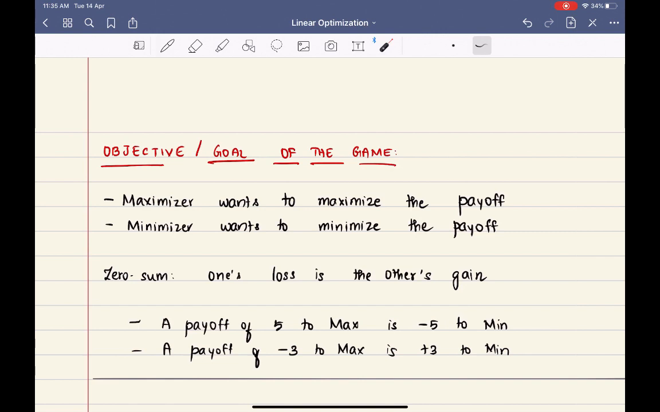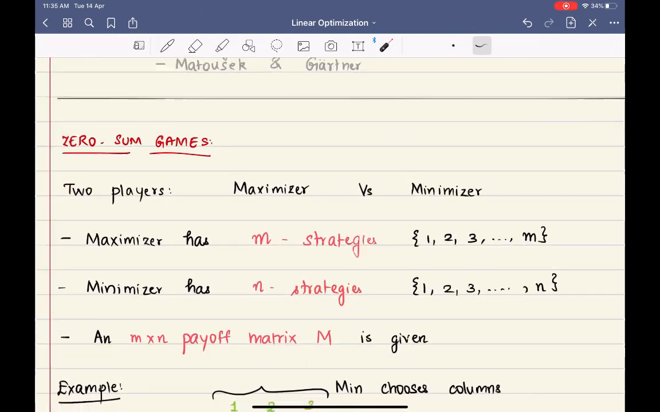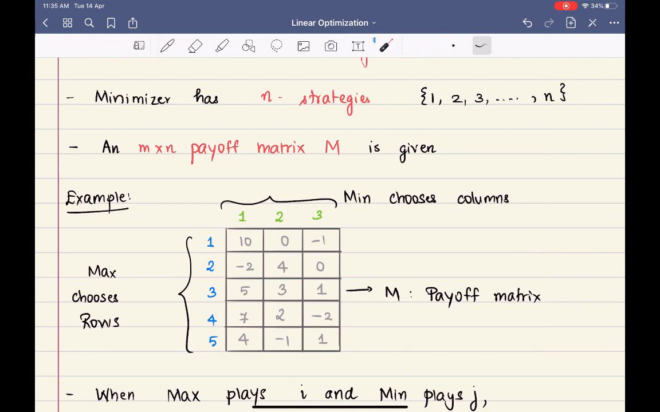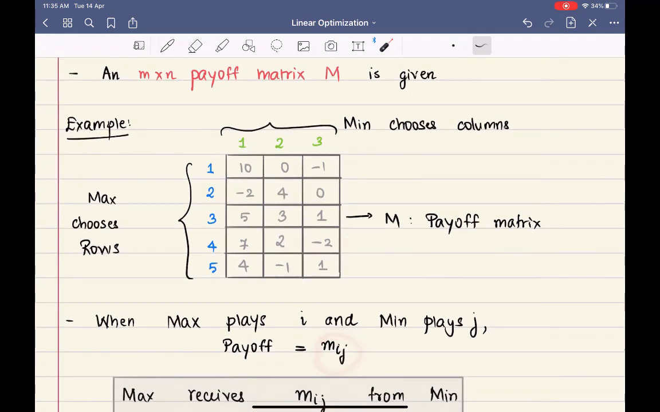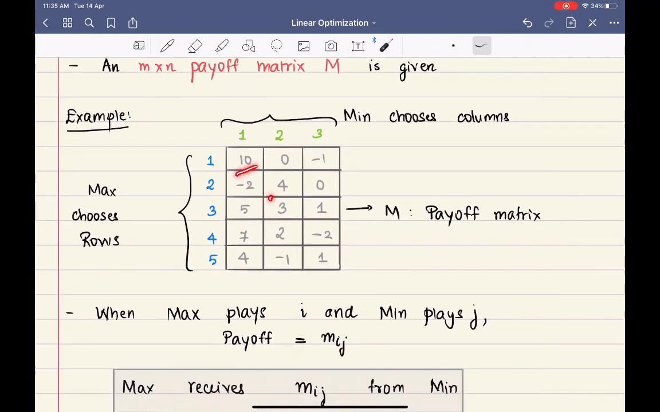Okay, and that is why this game is zero sum. The loss of one player is the exact gain of the other player. A payoff of 5 to max is minus 5 to min, and a payoff of minus 3 to max will mean plus 3 to min. So we will say that the payoff of the game is this choice m_ij. That's how we have written it, and these numbers denote the money that max gets.